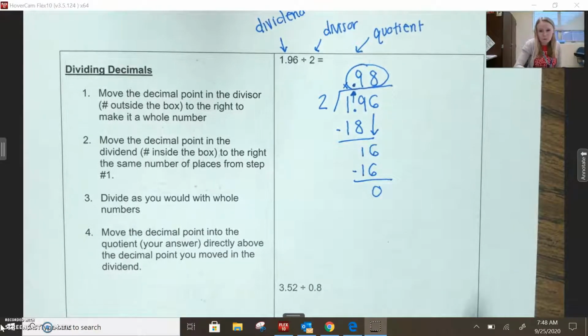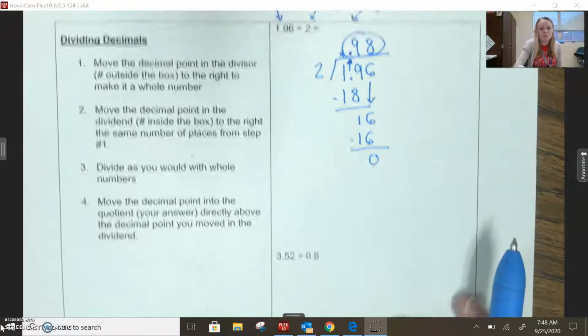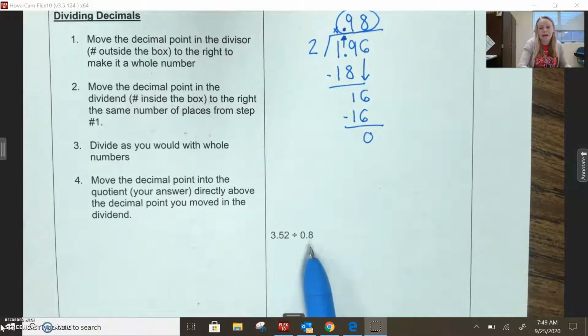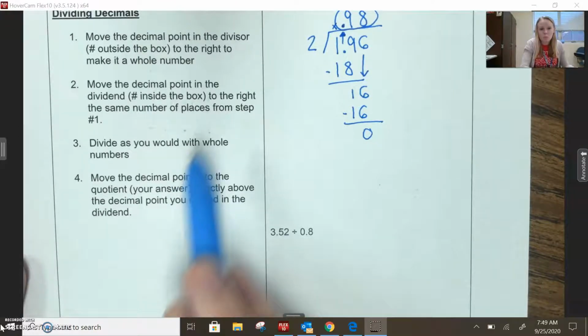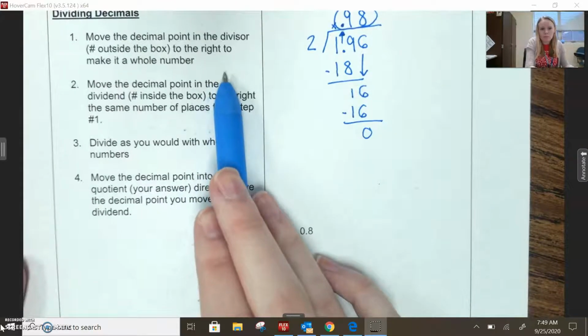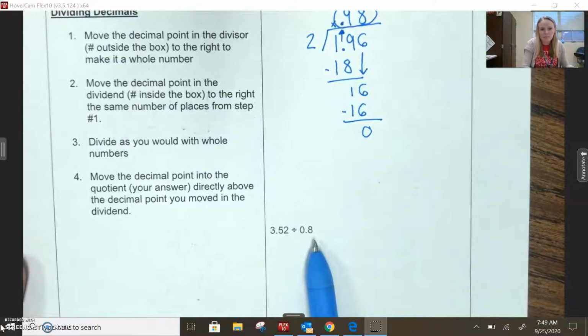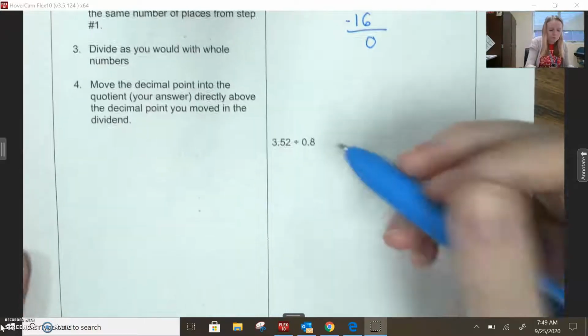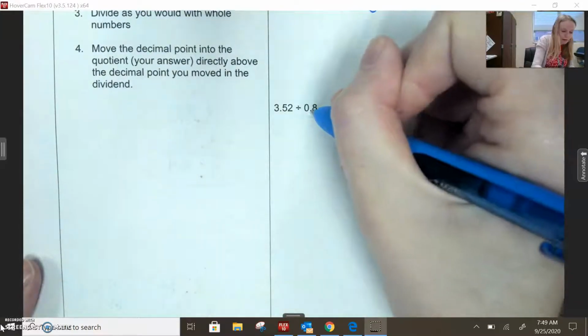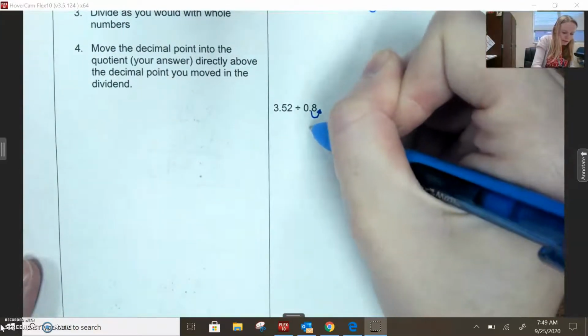Alright, so there's one more problem we're going to do with division. This one does not have a whole number divisor right now. So what we have to do is move the decimal point in this divisor so that it becomes a whole number. So right now it's 0.8, but if I move it 1 place to the right, it'll become an 8.